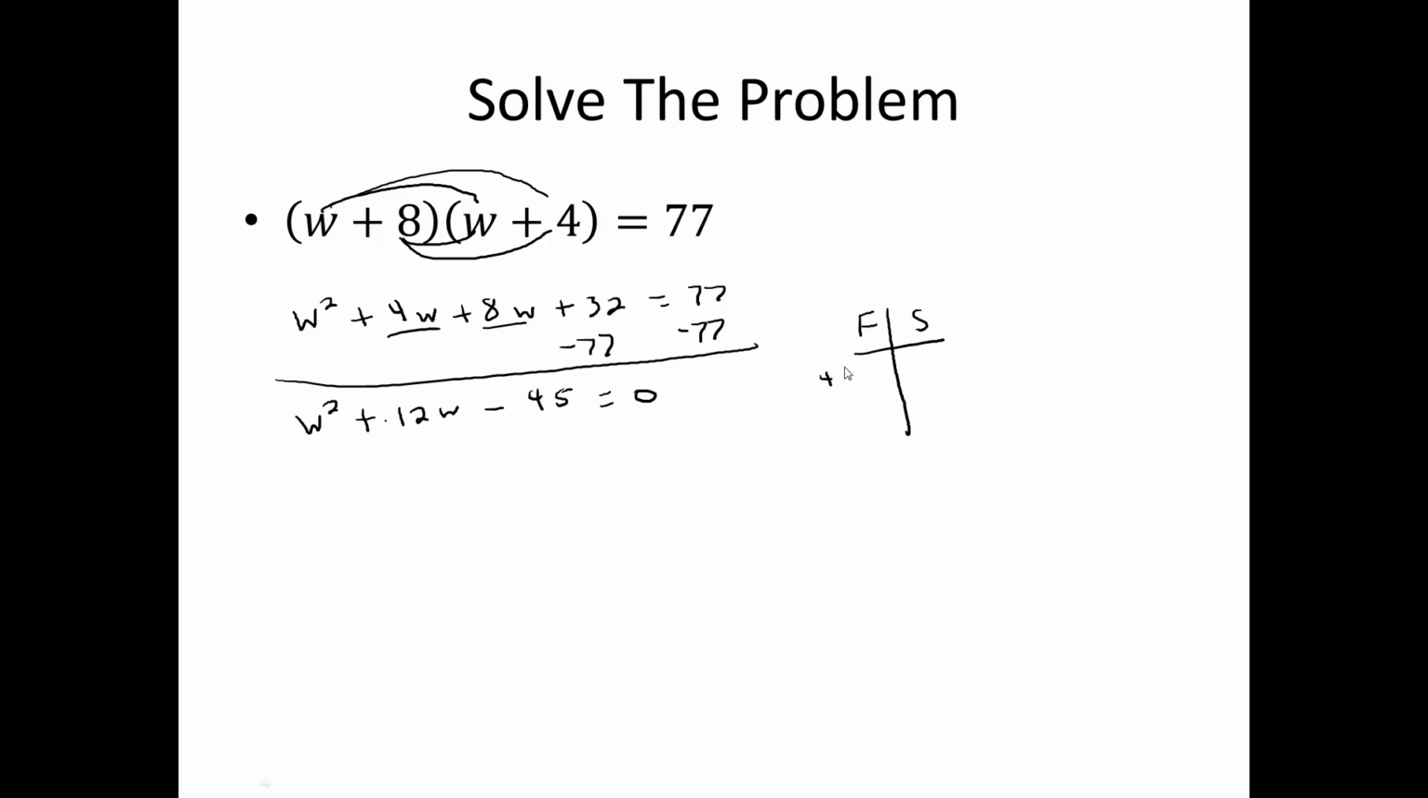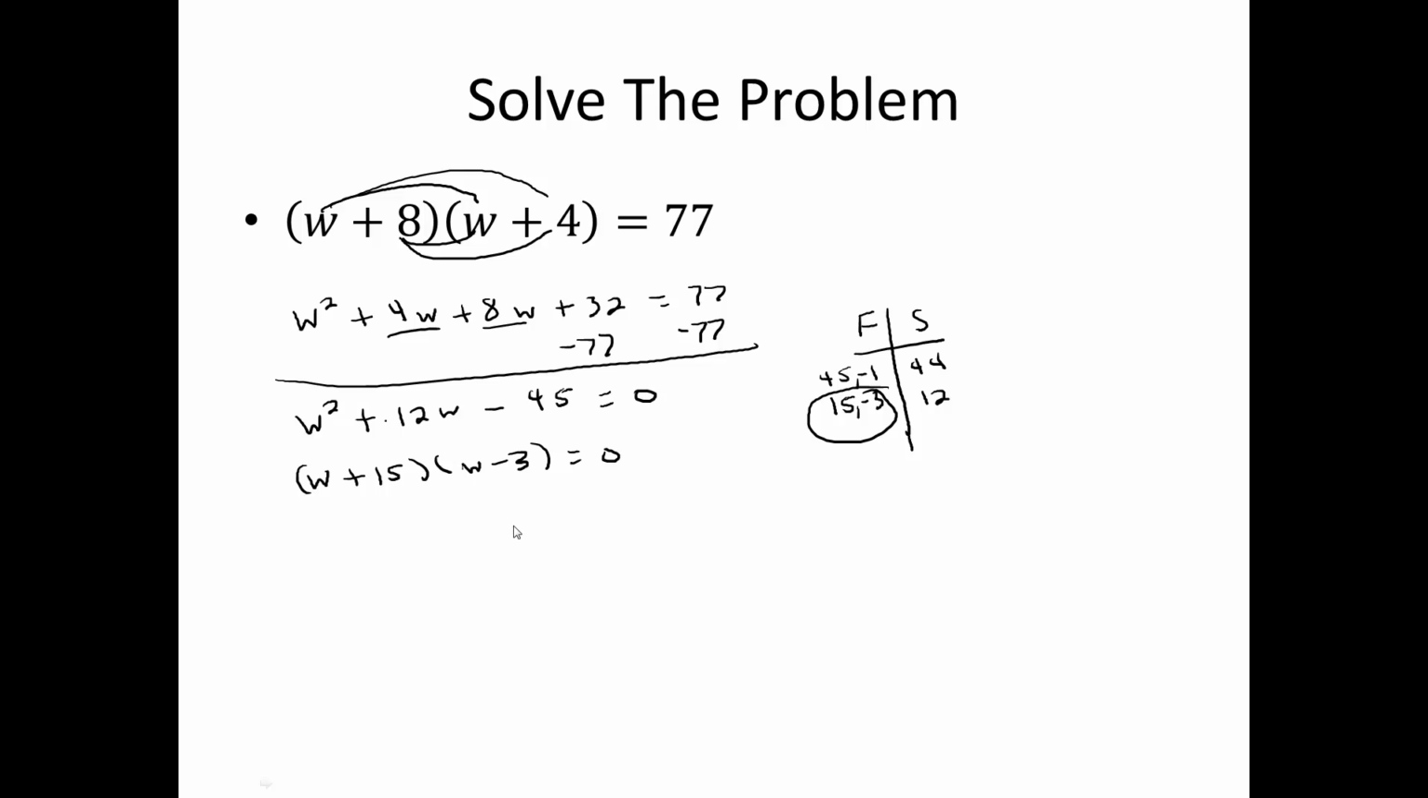So we can try 45 times negative 1, but that gives us a sum of 44. We can try 15 times negative 3. That gives us a sum of 12, and that's what we needed. So I can factor this trinomial into W plus 15 times W minus 3 equals 0.